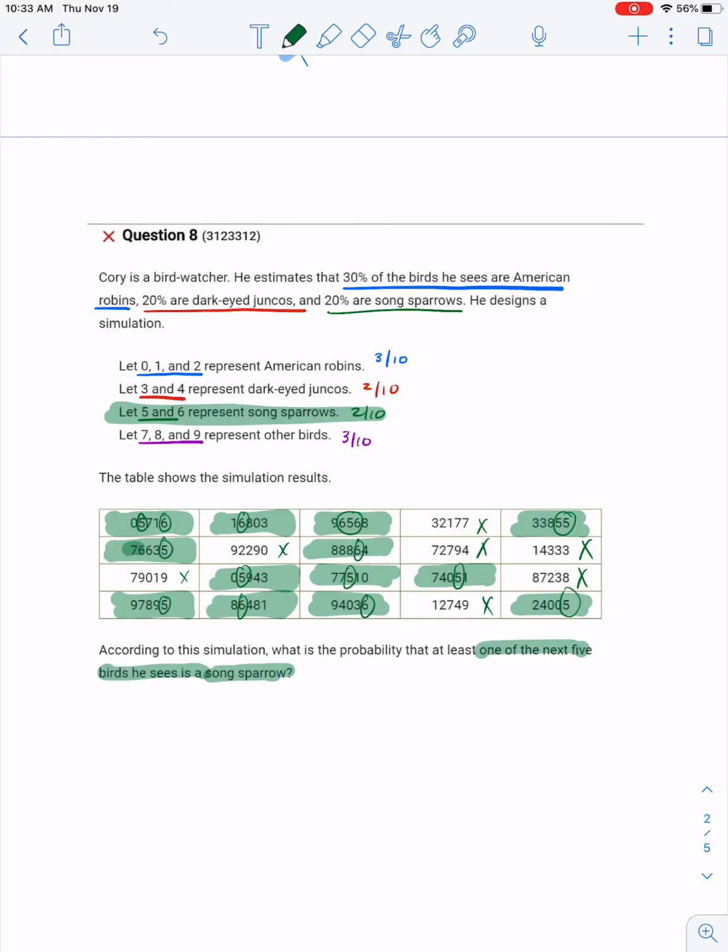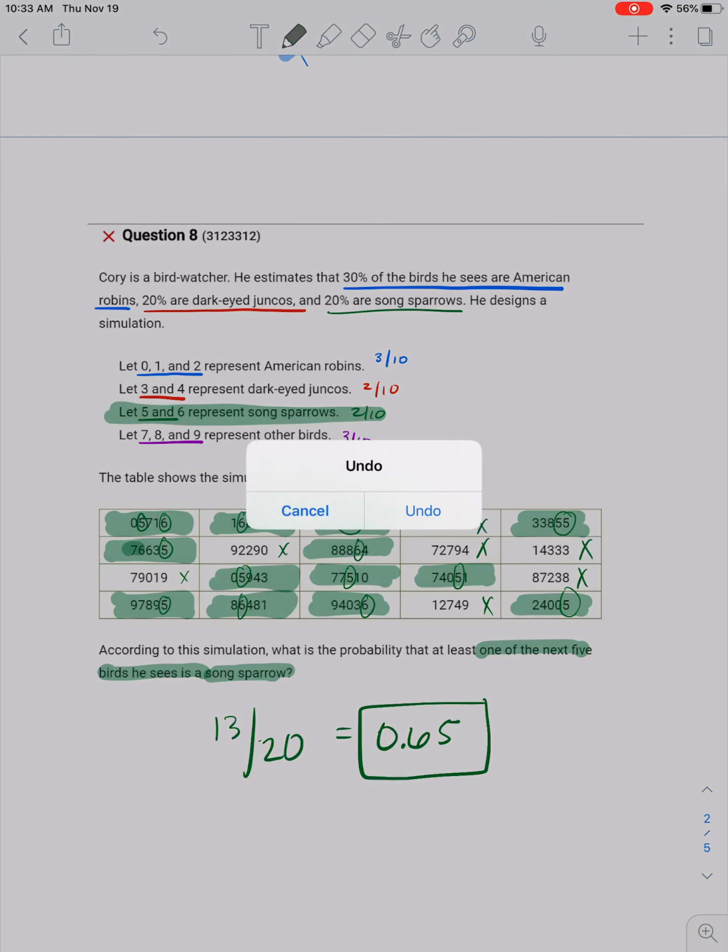So now how many of those boxes are there total, and how many did we highlight in green? If I count the green boxes, I have 1, 2, 3, 4, 5, 6, 7, 8, 9, 10, 11, 12, 13 out of a total of, I have 5 boxes across and 4 boxes down. That's 20 simulations. So 13 out of 20, okay? And then let me check and see how Apex actually has your answer here. Okay, they have it as a decimal. So 13 out of 20 is 0.65. That would be the probability that at least one of the next 5 birds is a song sparrow, okay?